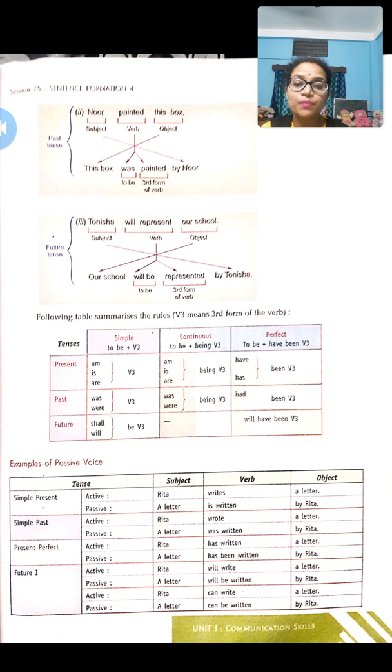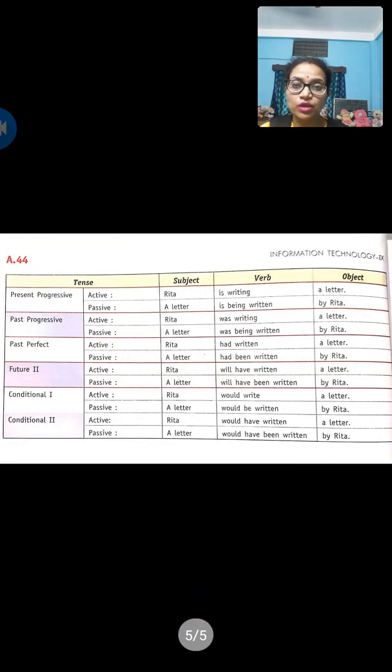It is in the form of a simple present. Rita writes a letter. Active voice. If you have to change it into passive, what you will write? A letter is written by Rita. Simply, if it is given in the present perfect, then Rita has written a letter. If you have to change it into passive, now what will be? A letter has been written by Rita. So, in this way, you need to do the required changes. Let's move on to some more examples.